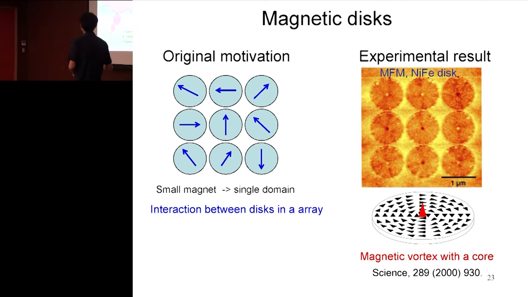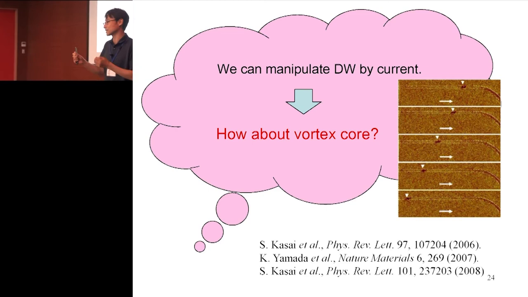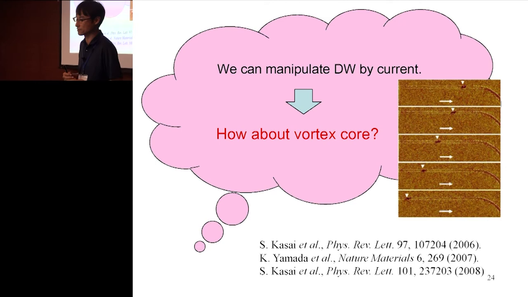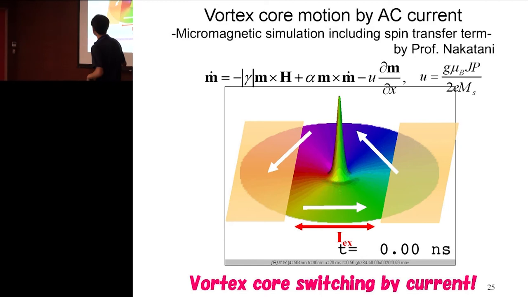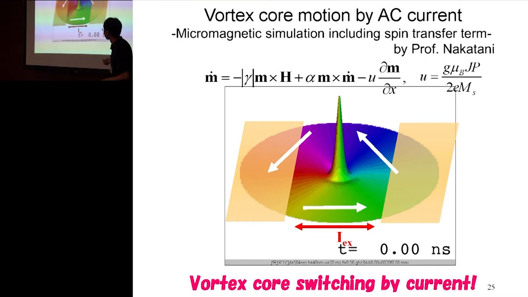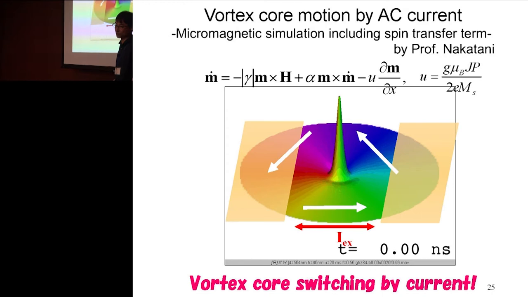Before, I showed we can manipulate or move a domain wall by electron injection. Then the next question is, how about the vortex core? Can we excite some dynamics for a core inside our magnetic disk? Okay, so this is a kind of simulation. This beautiful rainbow color indicates the direction of magnetic moment in the plane. So now we have this kind of vortex structure. And the peak at the center shows the out-of-plane component of magnetization. It means this magnetic core.